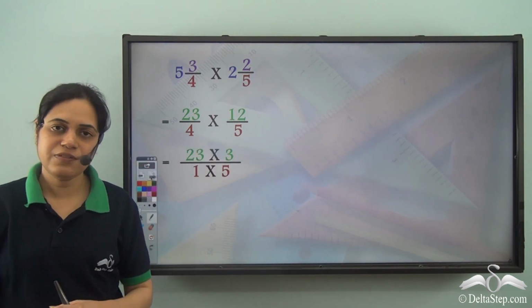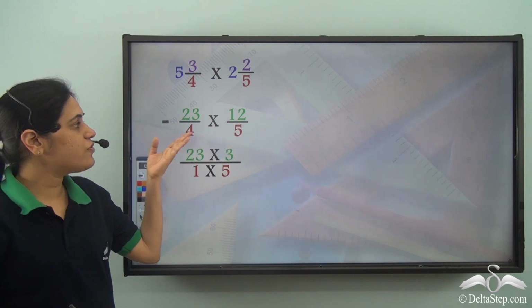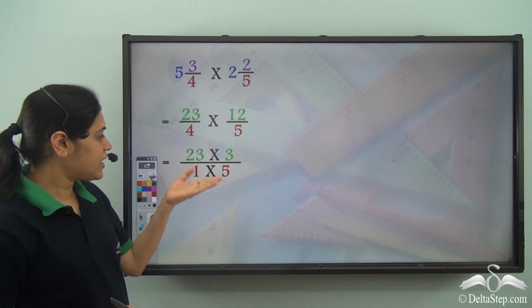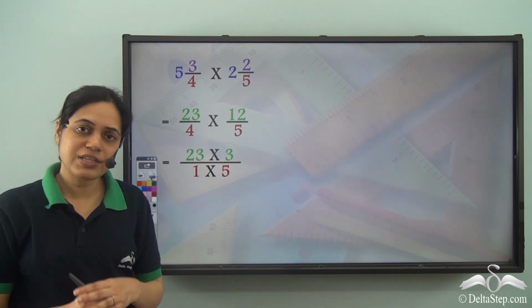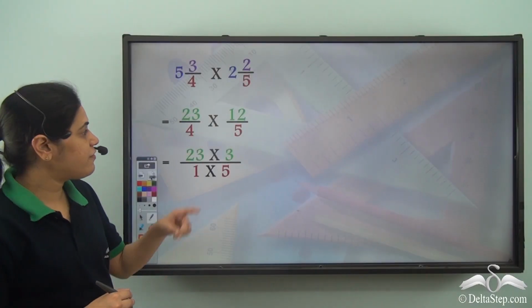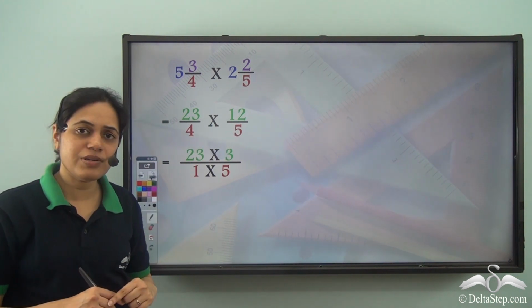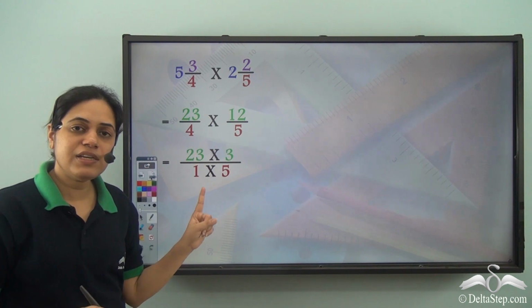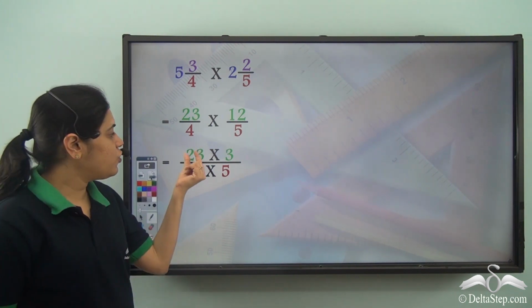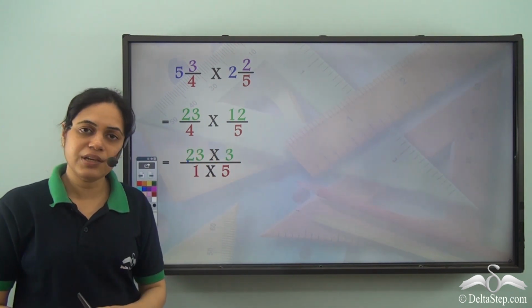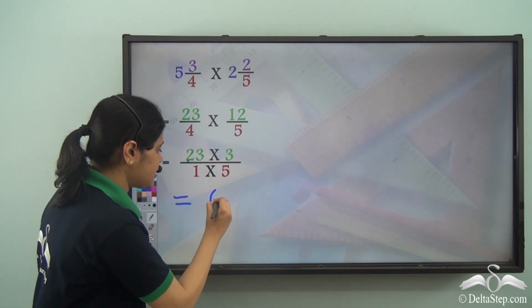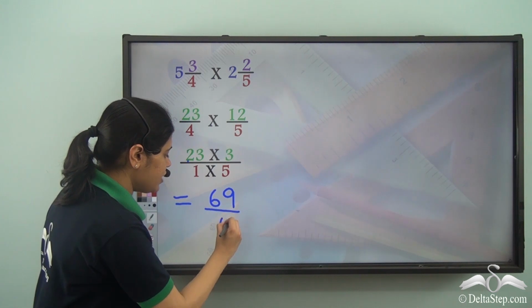Now the advantage of cancelling out the numerators and denominators here is that the calculations become very simple. Otherwise, you would have to multiply these huge numbers 23 into 12. But since you have cancelled out by a common factor, you need to multiply 23 by 3. So 23 into 3 is 69 and 1 into 5 is 5.